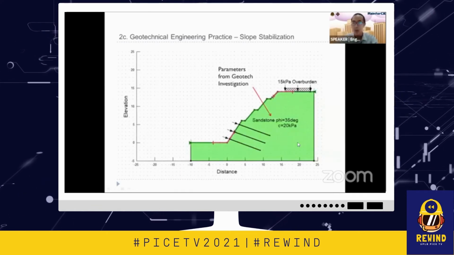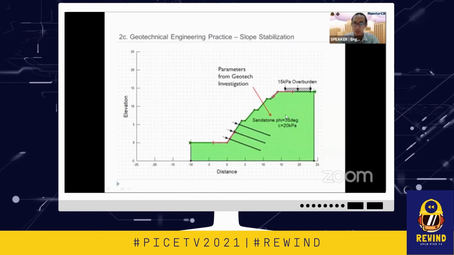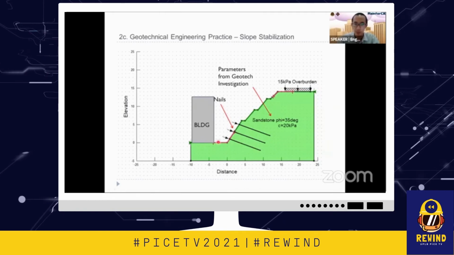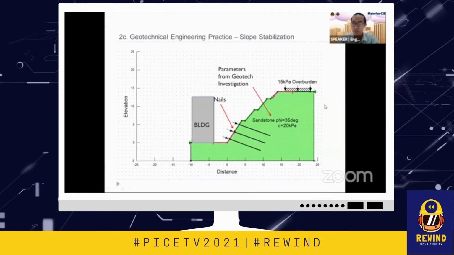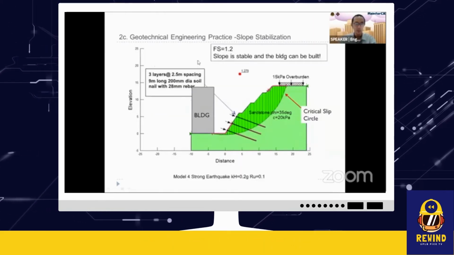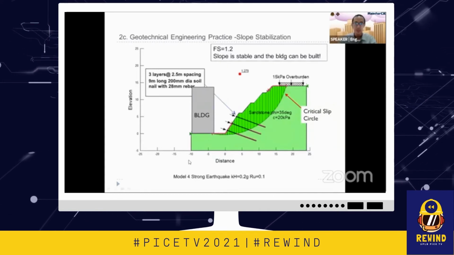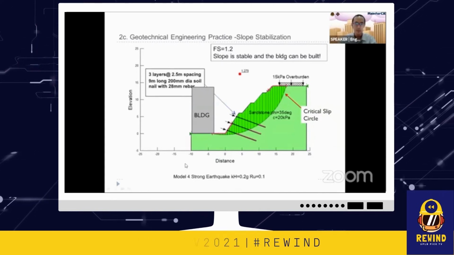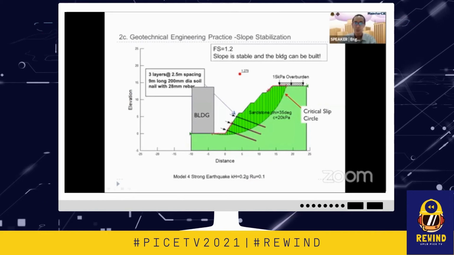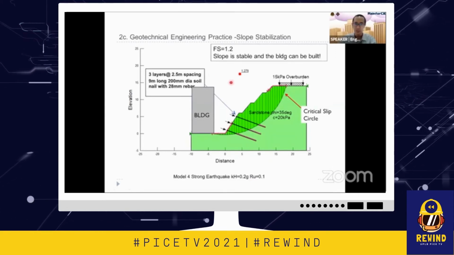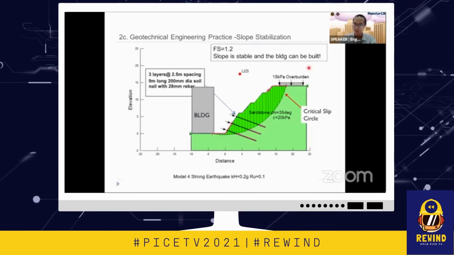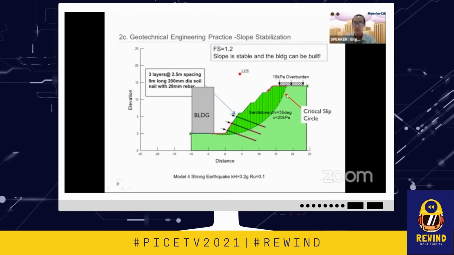Okay, so this is our model for the slope stability that I mentioned from the problem earlier. Our building is here. We have already cut the slope, so we performed a series of slope stability analyses. After performing the analysis, this is the result for the case of strong earthquake, with a KH value of 0.2 g. What does it say? The Fs is equal to 1.279. So we can conclude that the slope is stable and the building can be built.